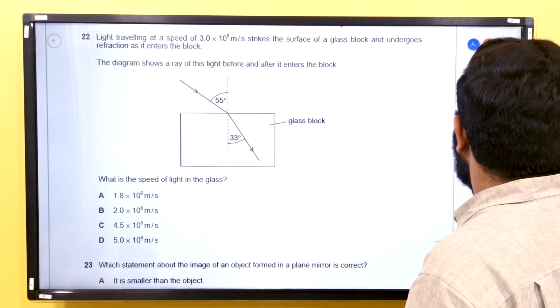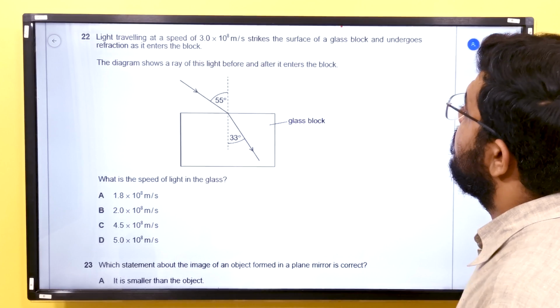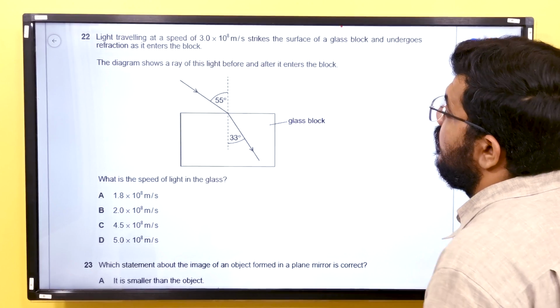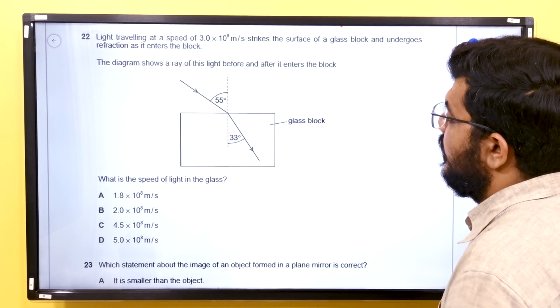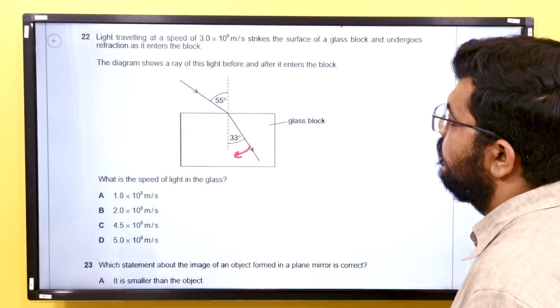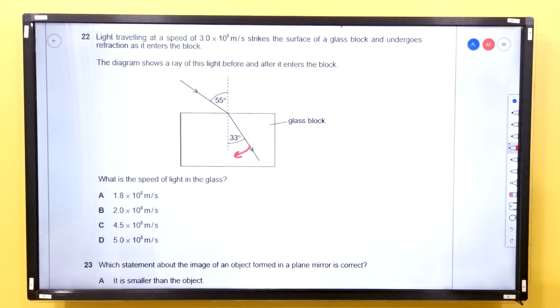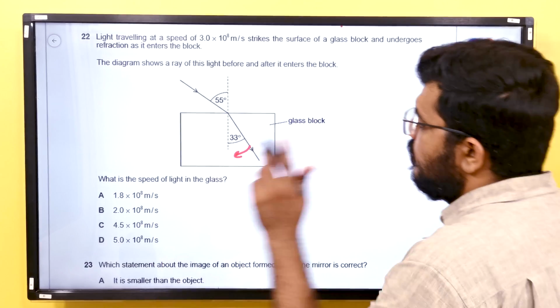Light traveling at a speed of 3 × 10^8 meters per second strikes the surface of a glass block and undergoes refraction as it enters the block. Okay, this is moving towards the normal. The diagram shows a ray of this light before and after it enters the block. What is the speed of light in glass?